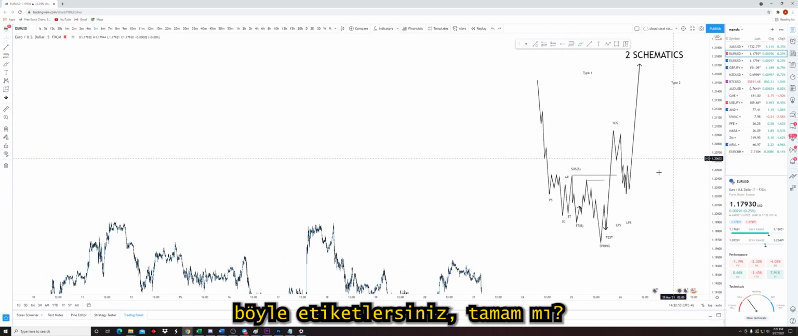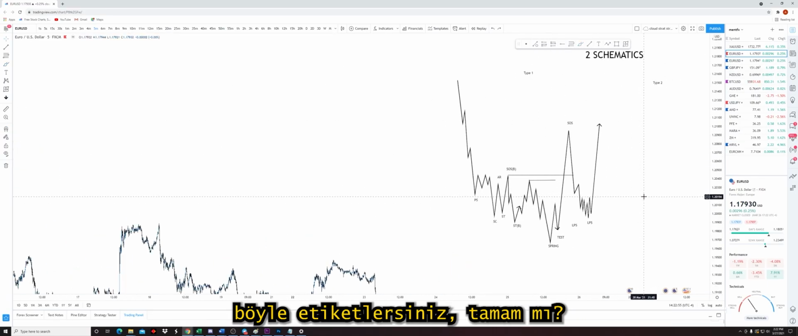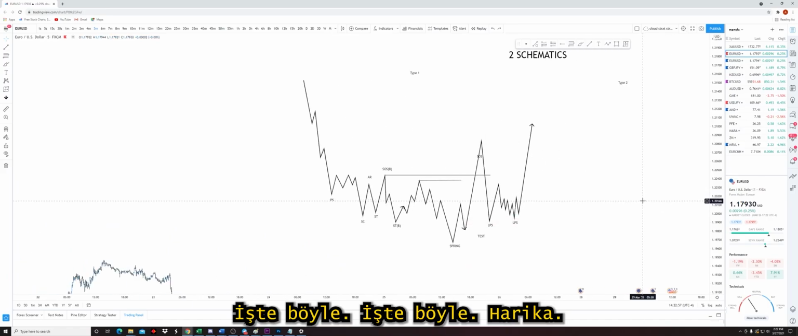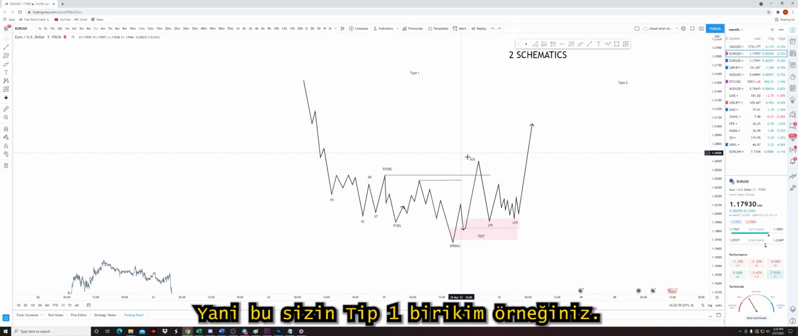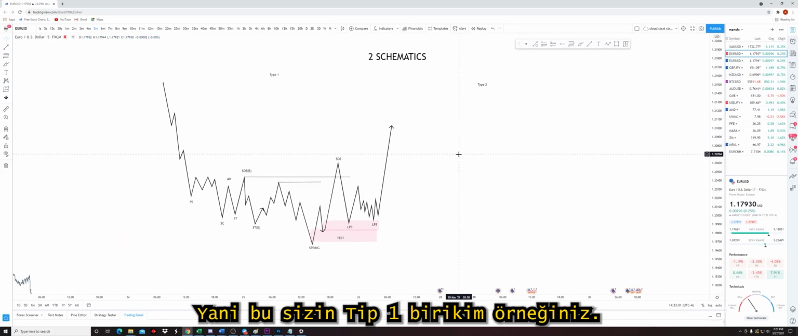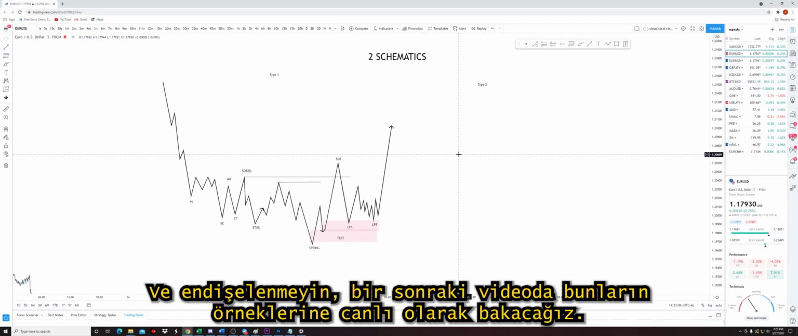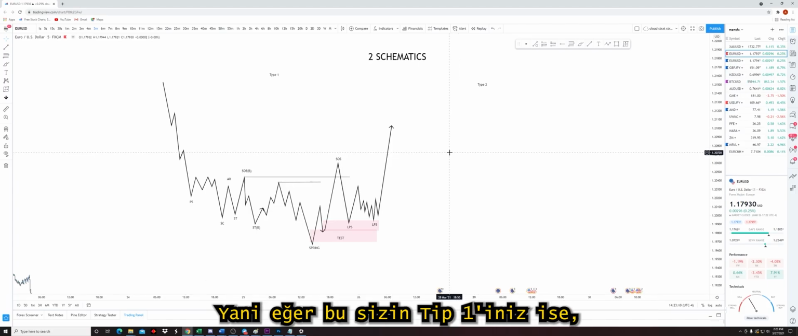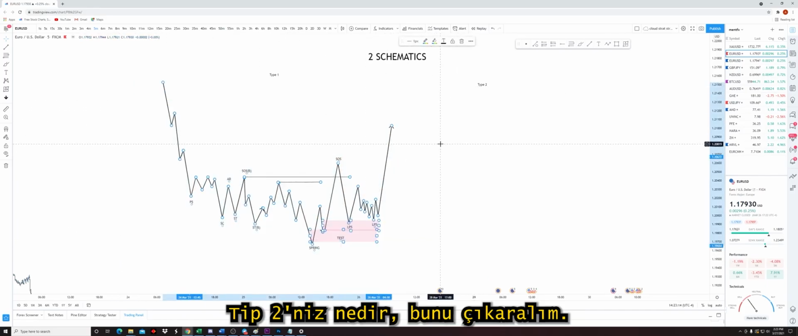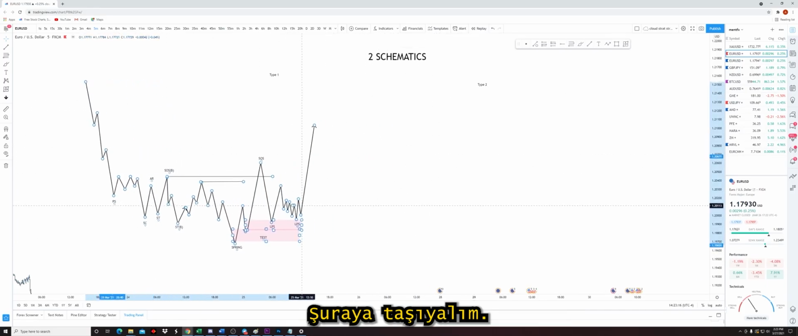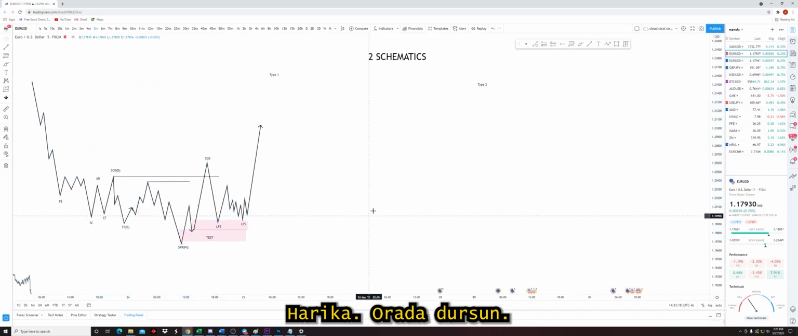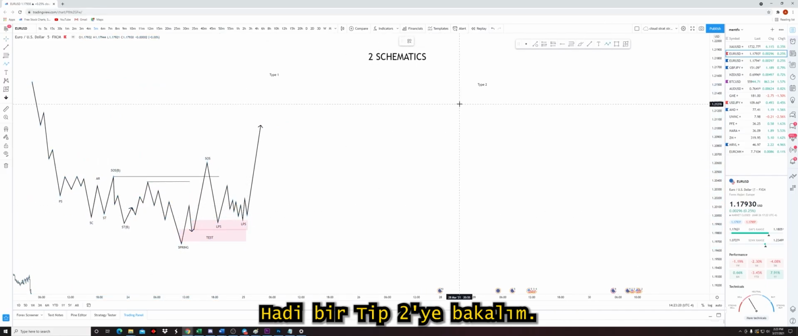Let's zoom out here. Let's go back to where we had this more normal because I liked it more. It looked better. There we go. Fantastic. So this is your example of a type 1 accumulation. And don't worry, we will look at examples of these live in the next video, but you need to understand this too. So if this is your type 1, what is your type 2? Let's take this all. Let's move it over. Fantastic. Have it over there. Let's look at a type 2.